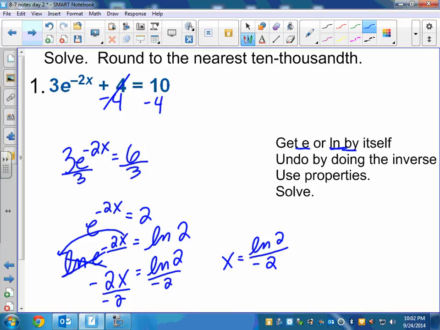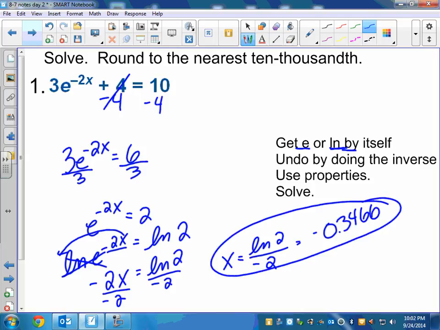To the nearest 10,000th, which means 4 decimal places. Remember, you have to close that parenthesis. So ln of 2 divided by negative 2, you should get negative 0.3466. I want to see both of those answers.